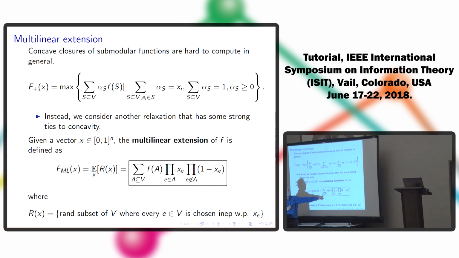I'm going to go over all subsets of the ground set. For any particular A, the probability that I see A is going to be the product of x_e's for the elements in A. And A doesn't have some elements. The ones that are not going to be in A, I'll pick them with probability 1 minus x_e, right? So they're chosen independently of each other. That is the value, so the whole thing is going to be the expected value. Okay? So here it should be the expected value of f of R_x. There is a typo here.